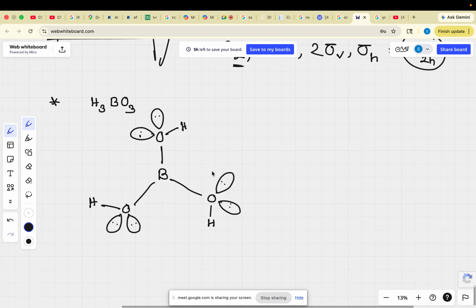Now, which will be the principal axis of symmetry here? Think about it first. If you see the recorded class, you have to think then also. So think and then guess what the principal axis of symmetry is here. What could be the elements present here and what could be the point group for this H3BO3 molecule? Think for 1 minute, then I will do it.